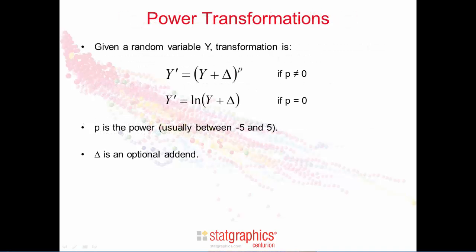This slide defines the basic power transformation. Starting with a random variable y, we will, if necessary, add a small amount to each value to be sure that they're all greater than zero. We'll then take that result and raise it to the power p, where p is usually between minus 5 and 5. So we'll take y plus delta, raise it to the power p, unless p is 0, in which case we'll take the natural log of y plus delta. As I mentioned, delta is an optional addend.